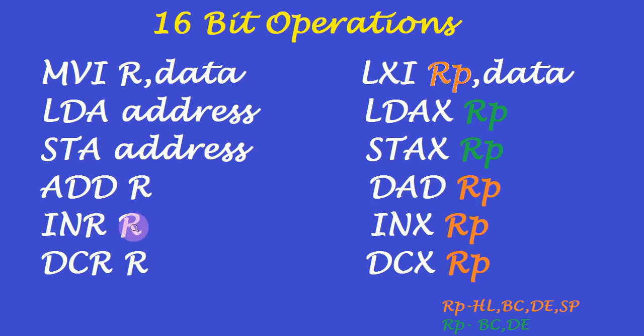For the INR r command, INR will increment and DCR r will decrement the specified register, and the equivalent commands here are INX rp and DCX rp. So these are certain useful commands. This is not an exhaustive list, and there are many other commands also. There are a total of 74 commands in the 8085 microprocessor. As we move on through this course, we will learn them through programs.